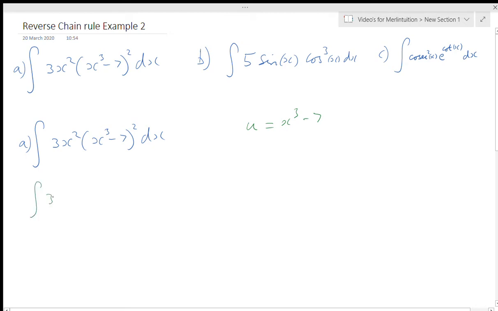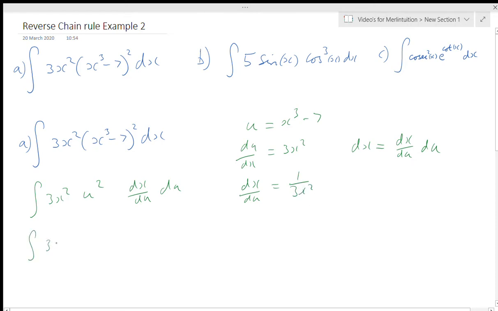And so we get the integral 3x squared u squared. We now want to be integrating with respect to u again, and that was because dx equals dx by du, much as we did before. To get dx by du, again, we find du by dx, which is 3x squared. We can do 1 over that, which is dx by du, which is 1 over 3x squared. Substituting that in, we have 3x squared u squared times 1 over 3x squared du.